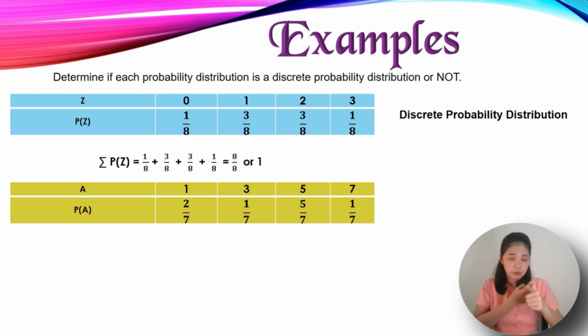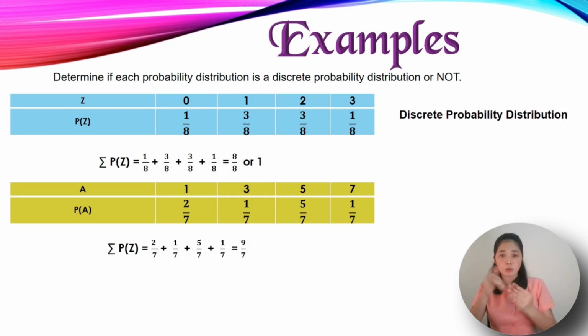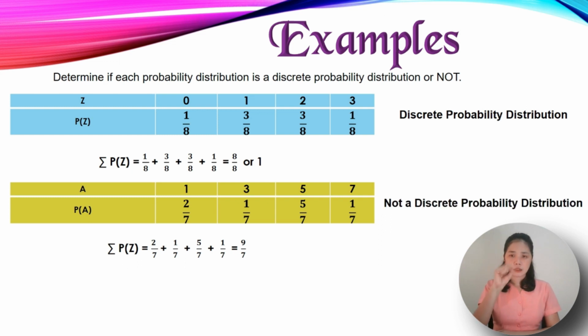The next property is that when we get the summation of the probability distribution, it must be equal to 1. So 2/7 plus 1/7 plus 5/7 plus 1/7 is equal to 9/7, and it is not equal to 1. So it did not satisfy the second property or the second condition. Therefore, the yellow table is not a discrete probability distribution.